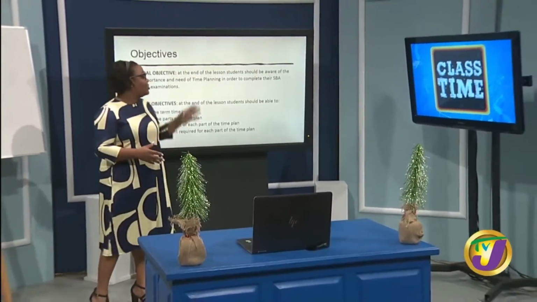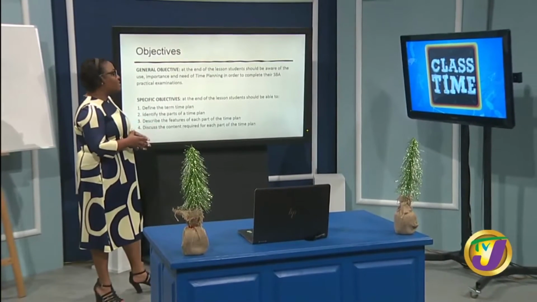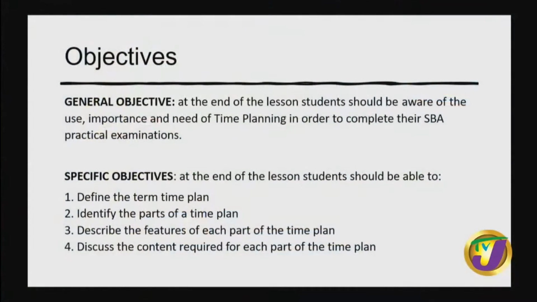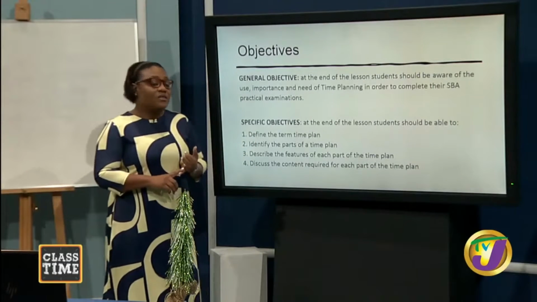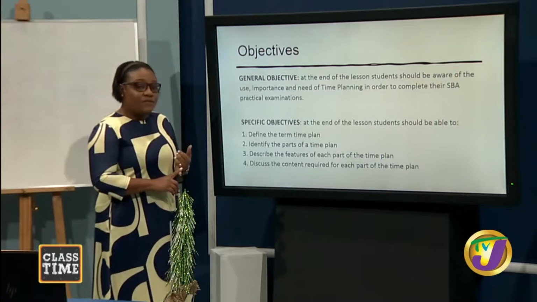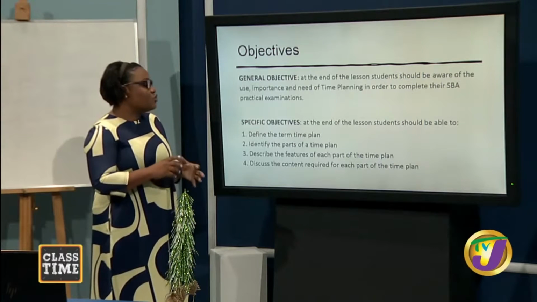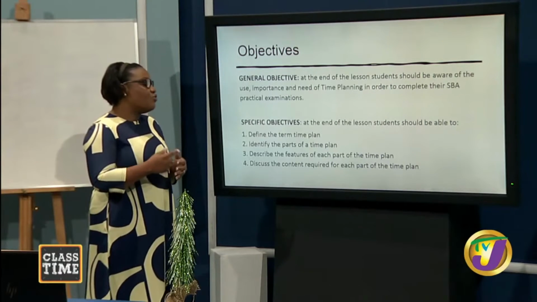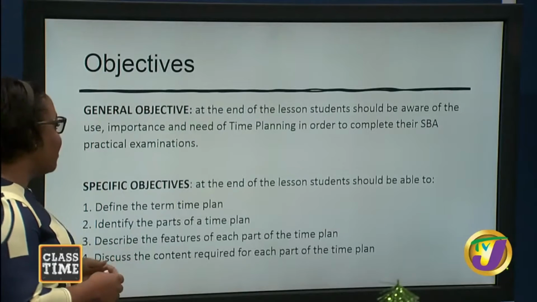So this morning our general objective is that at the end of the lesson, students should be aware of the use, importance, and need of time planning in order to complete their SBA practical examination. And in order to achieve this general or overall objective, there are some specific objectives that we also need to achieve. We're going to define the term time plan, identify the parts of the time plan, describe the features of each part of the time plan, as well as discuss content required for each part of the time plan.